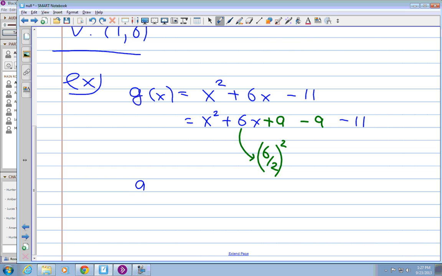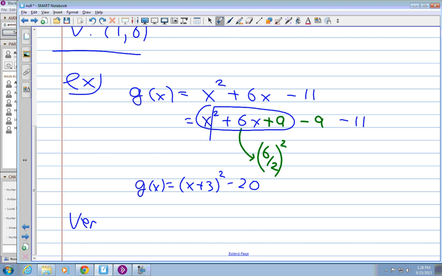So the first 3 terms are a perfect square. They factor into x plus 3 squared. Right? If you factor the first 3 terms, you'll get x plus 3 squared, while the last 2 terms, negative 9 minus 11, give you negative 20. Okay? So you can clearly see where the shift goes. It goes 3 to the left and 20 down. So the vertex is at negative 3 and negative 20. And that's still a minimum, because the parabola opens up. Good stuff?